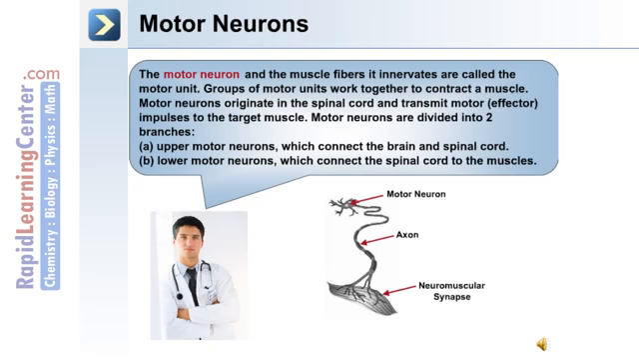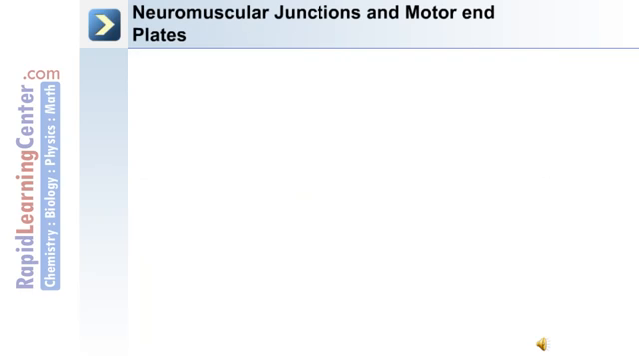Motor neurons originate in the spinal cord and transmit motor or effector impulses to the target muscle. Motor neurons themselves are divided into two branches: an upper motor neuron, which connects the brain and spinal cord, and a lower motor neuron, which connects the spinal cord to the muscle. At the junction between the nerve and the muscle is the neuromuscular junction.